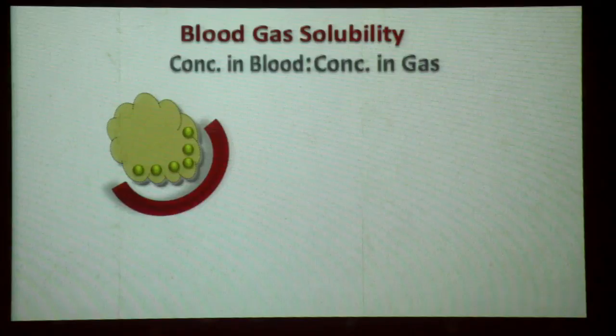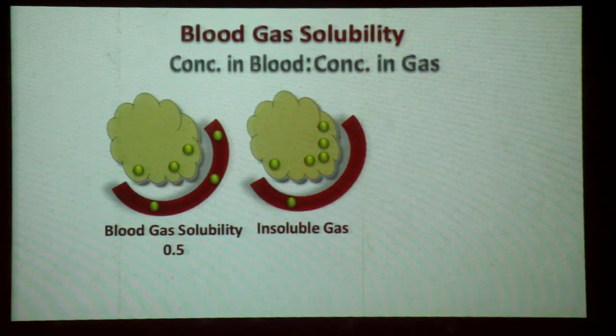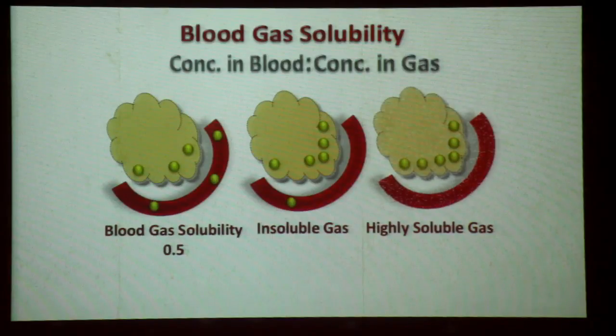Now what is this blood gas solubility? As I told you, it is the concentration of the vapor in the blood relative to the concentration of the vapor in the gas. If 50% of the vapors dissolve in blood, the solubility is 0.5. If only a small portion gets dissolved in blood, the vapor is more or less insoluble. And if nearly all of them get dissolved in blood, then it is highly soluble, because that's all wasted. What's the clinical implication of this?